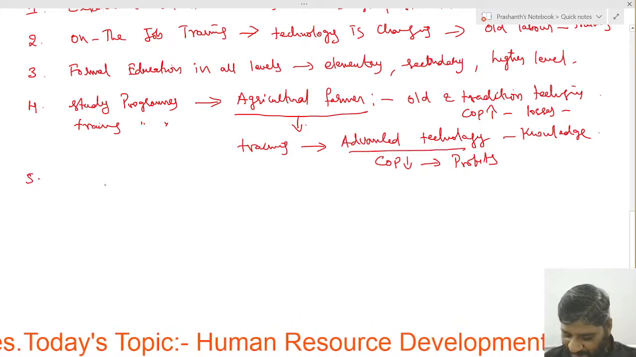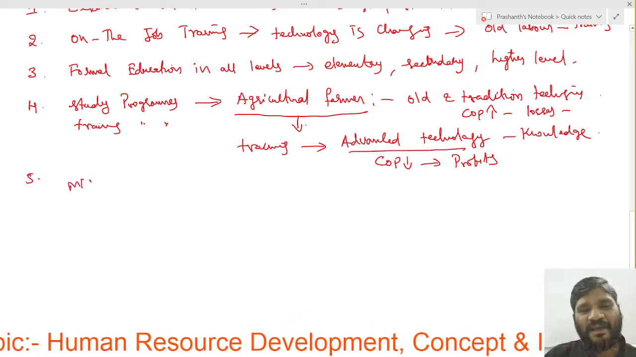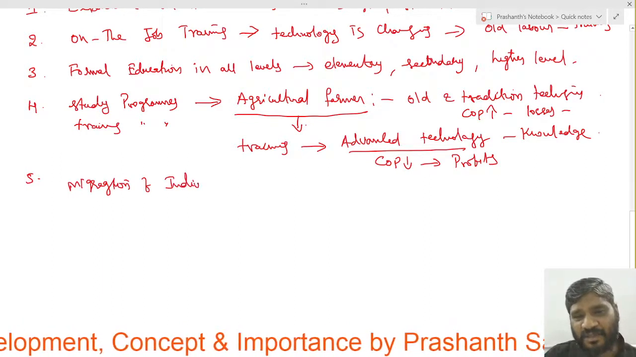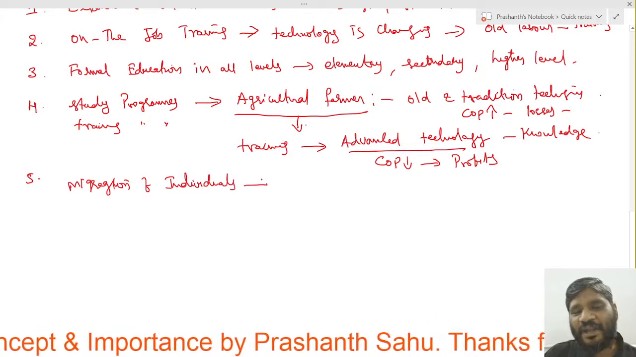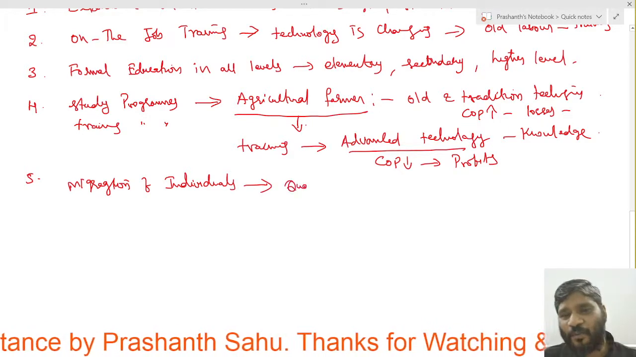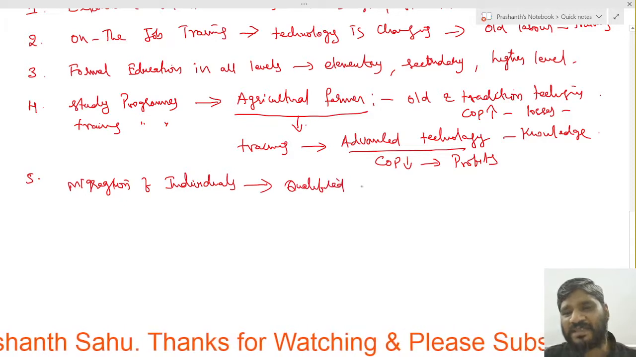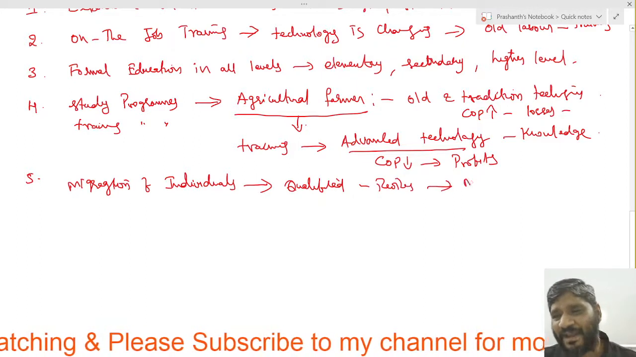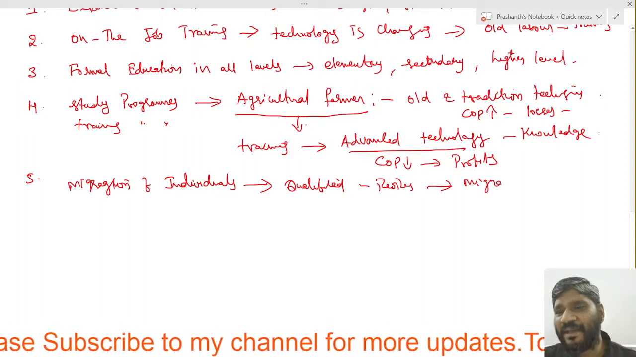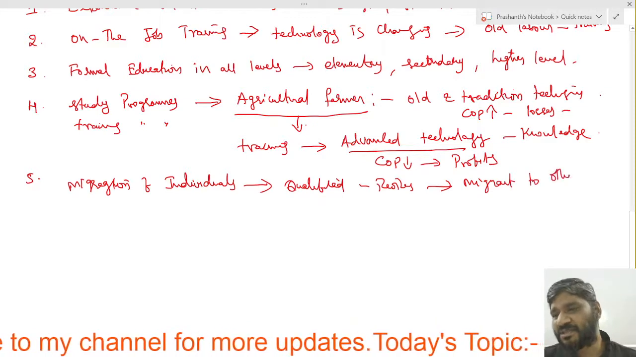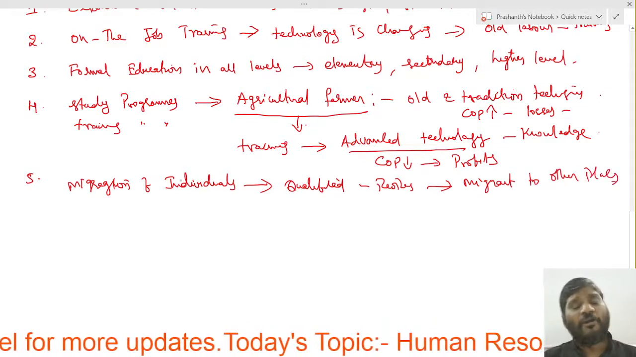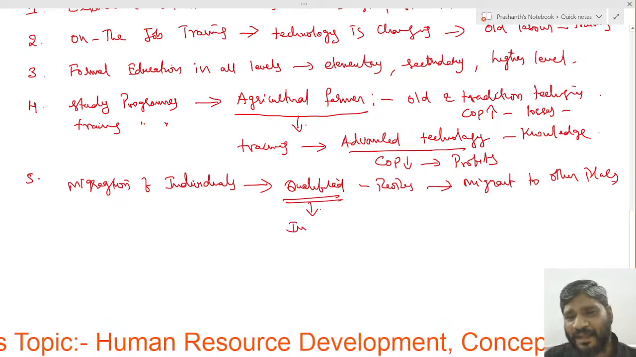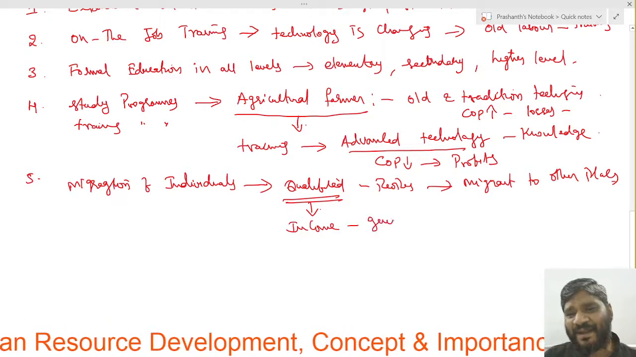Next, the point that is given is migration of individuals. Whoever the professionally qualified persons are, they used to migrate to other places. Why? Because if he is fully qualified, then according to that, income also should be generated, right?